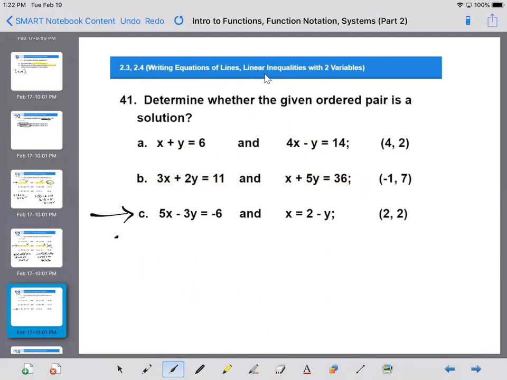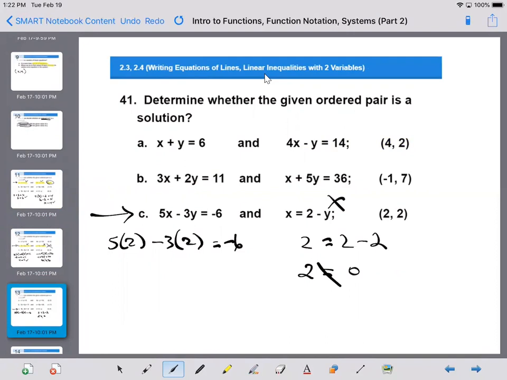So 5 times 2 minus 3 times 2 equals -6. And then 2 is equal to 2 minus 2. So over here, 2 equals 0. Well, that doesn't work. So we know that one's not going to work at all, because 10 minus 6 is equal to -6. So 4 does not equal -6. So it didn't work for both of them. So it was not a solution to the system.